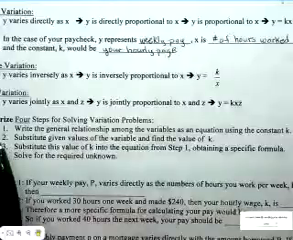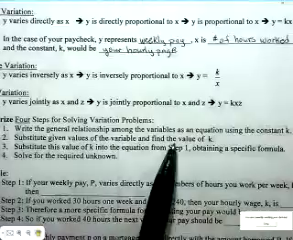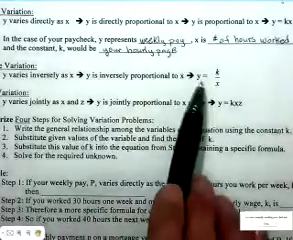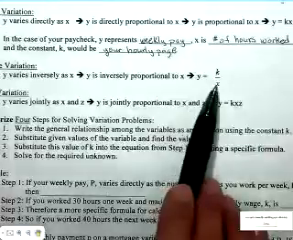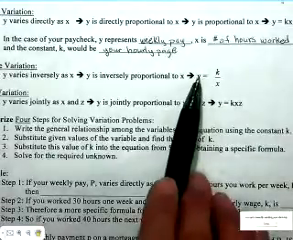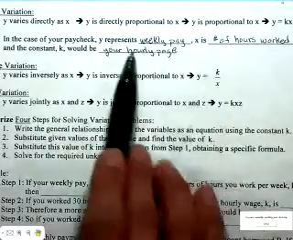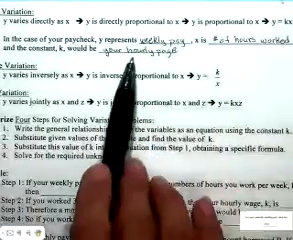The second step is to substitute the given values of the variable to find the value of k. Maybe I'll give you some particular x value and some particular y value. You could substitute those in and solve for k. In this case, you would be solving for your hourly wage.